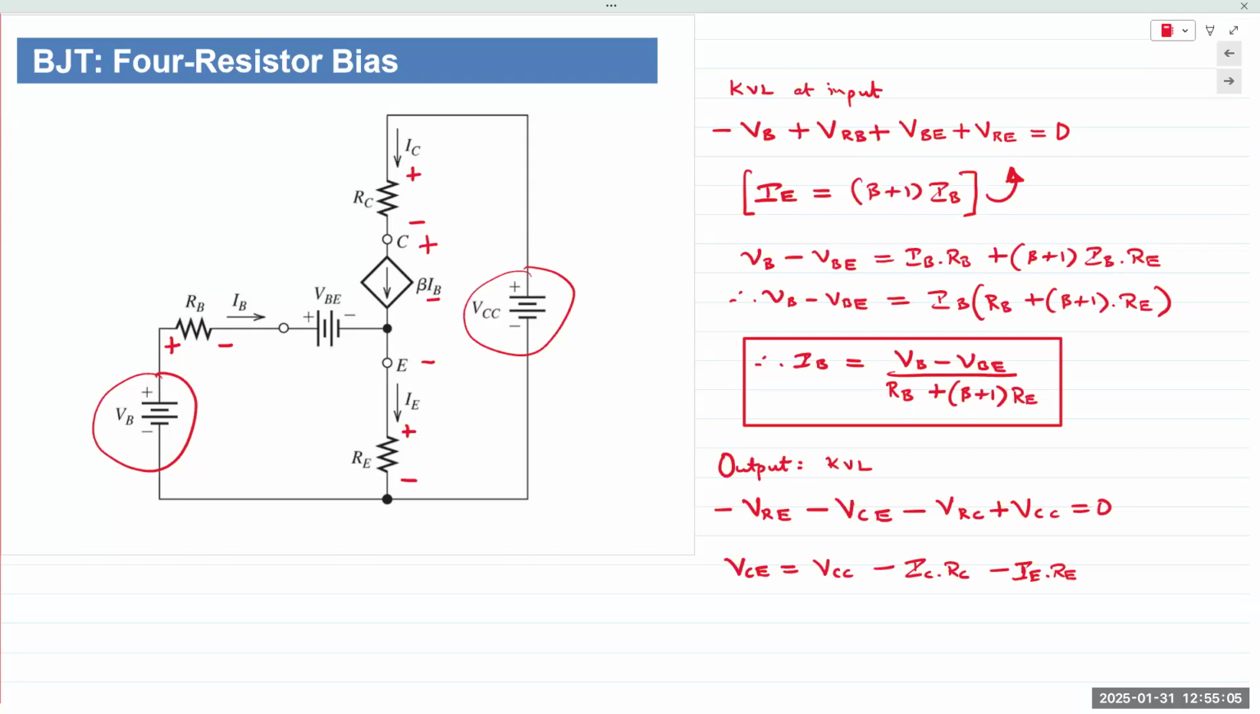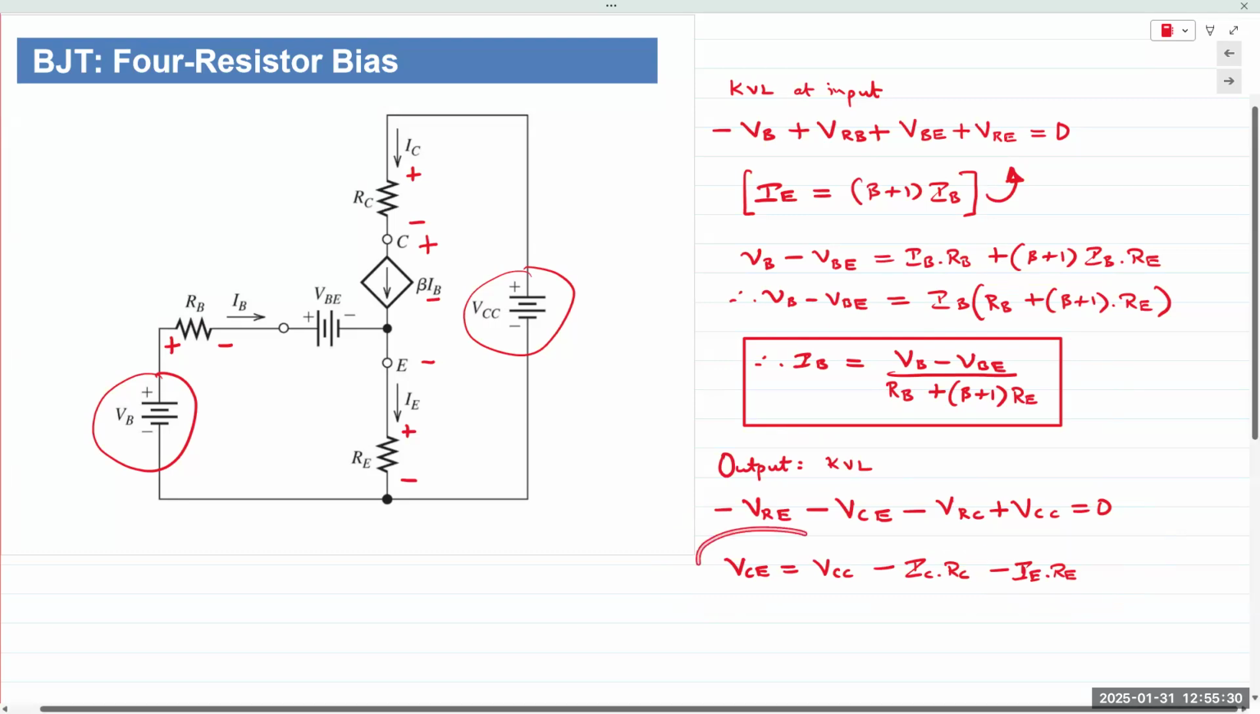So we design circuits so that they are independent of the beta. And that's where this is going. So we have this equation: IB is VB minus VBE. On the output side, we obtain VCE is VCC minus IC times RC. It's the same standard equation, except now we also have an emitter resistor, and so there's an additional voltage drop, minus IE times RE. Otherwise, it's the same equation that we saw earlier.